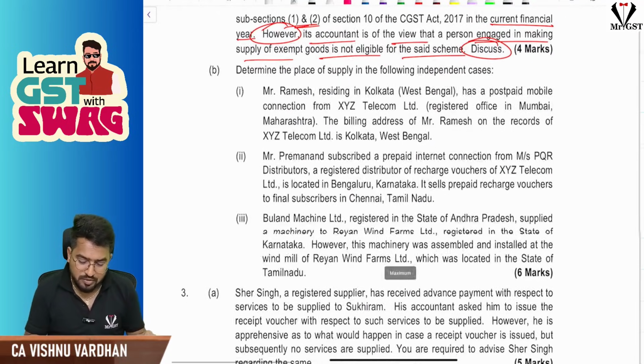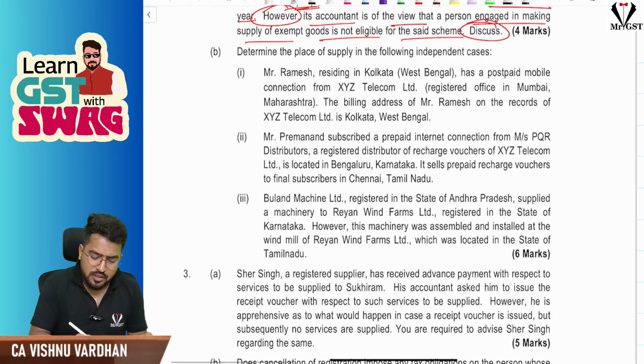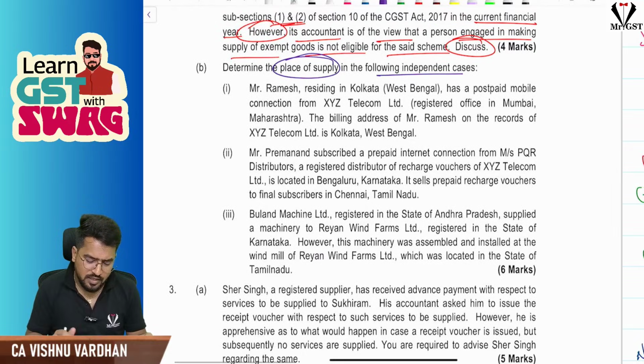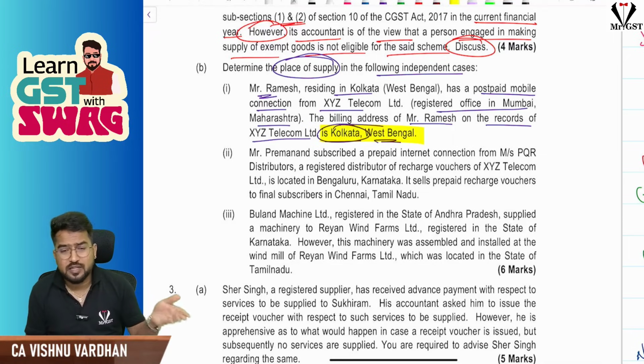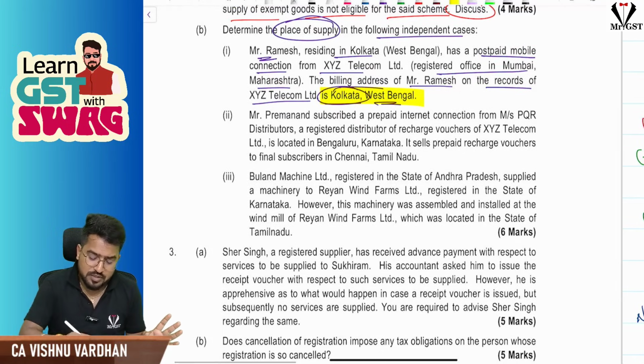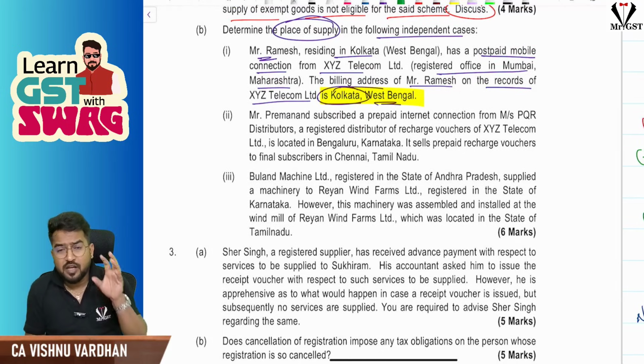Simple one, right? Next one, place of supply in the following independent cases. Ramesh residing in Kolkata has a postpaid mobile connection with XYZ Telecom Limited, registered office in Mumbai, Maharashtra. The billing address of Mr. Ramesh is on the records of XYZ Telecom Limited as Kolkata, West Bengal. So place of supply will be Kolkata, West Bengal. For postpaid connections, whatever address is available in the records regarding the recipient will be the place of supply.